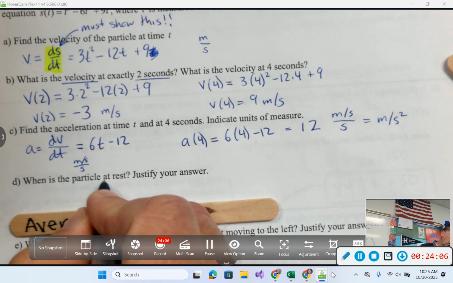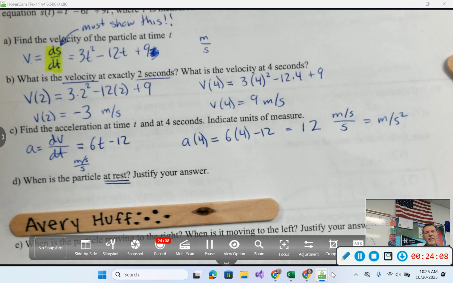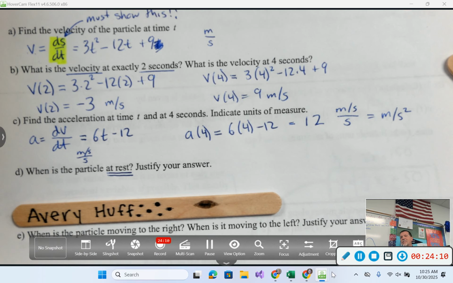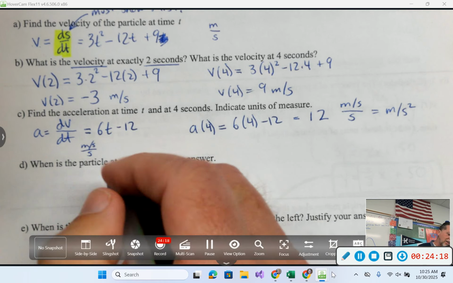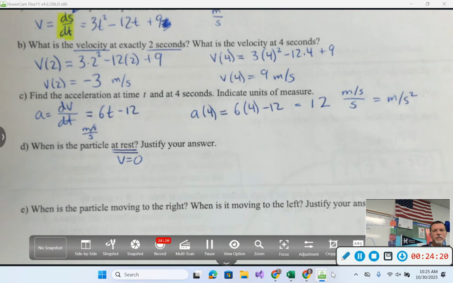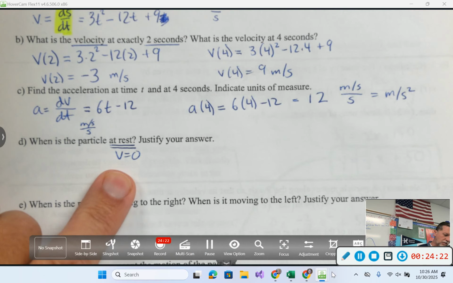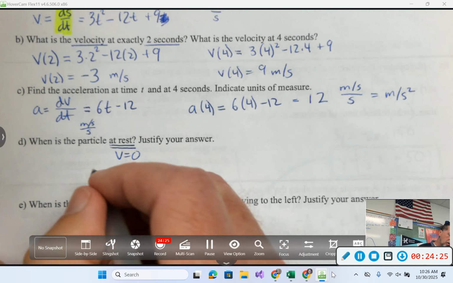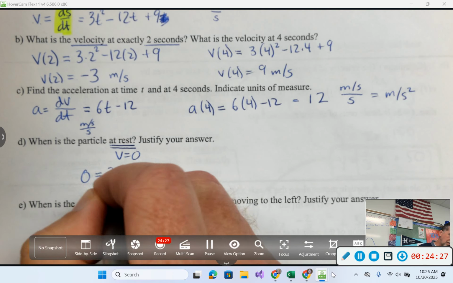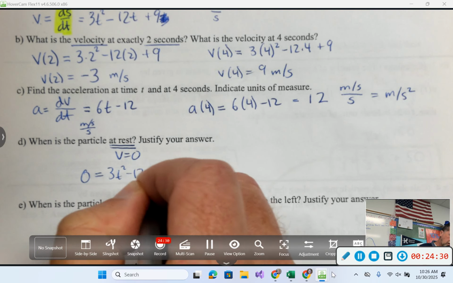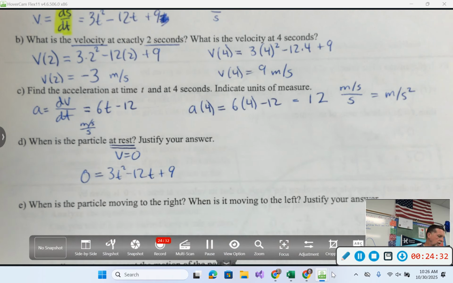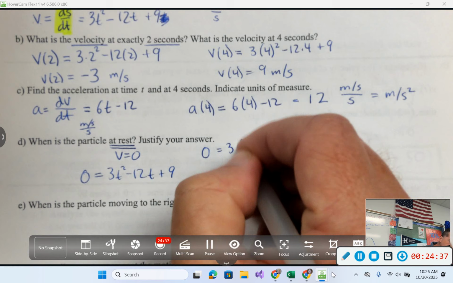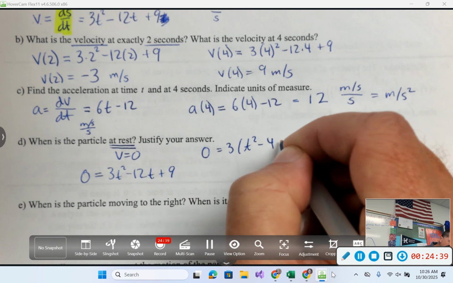Avery, when is the particle at rest? What does at rest mean? 0. What is 0? V. Think about driving your car. You're not moving anywhere when velocity is 0. So there's our justify: rest means v equals 0. So I'll set velocity equal to 0.